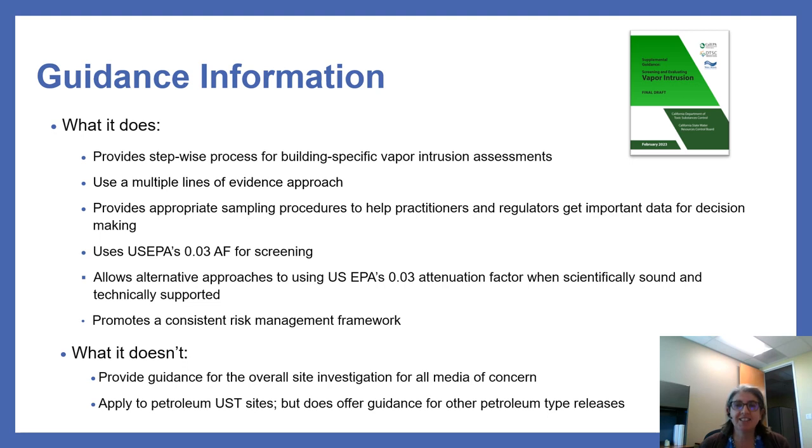Now let's get into the guidance itself. What does it do? It provides a stepwise process for building-specific vapor intrusion assessments. It uses a multiple lines of evidence approach. It provides appropriate sampling procedures to help practitioners and regulators get important data for decision-making. It uses US EPA's 0.03 attenuation factor for screening. It allows alternative approaches to using US EPA's attenuation factors when it is scientifically sound and technically supported. It promotes a consistent risk management framework.